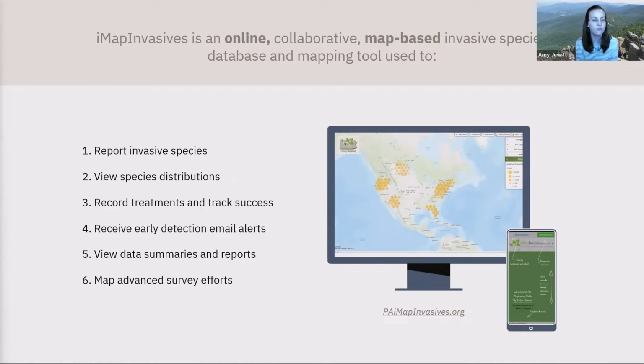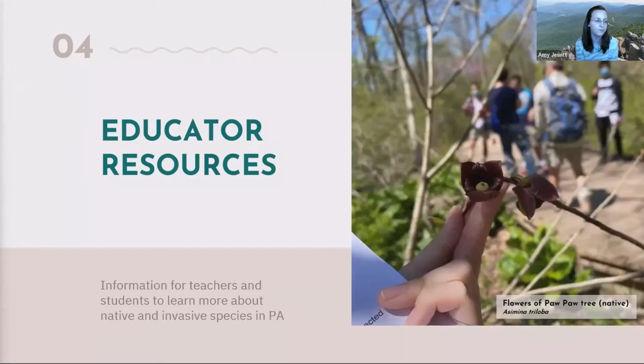And then also the platform does provide useful data summaries and reports, and also allows people to conduct more advanced survey efforts and to catalog that in the platform. So it does a lot of different things. It's a little bit more advanced than iNaturalist in what it can do, but it is really beneficial, and it's starting to become more widely used across Pennsylvania as the program continues to grow.